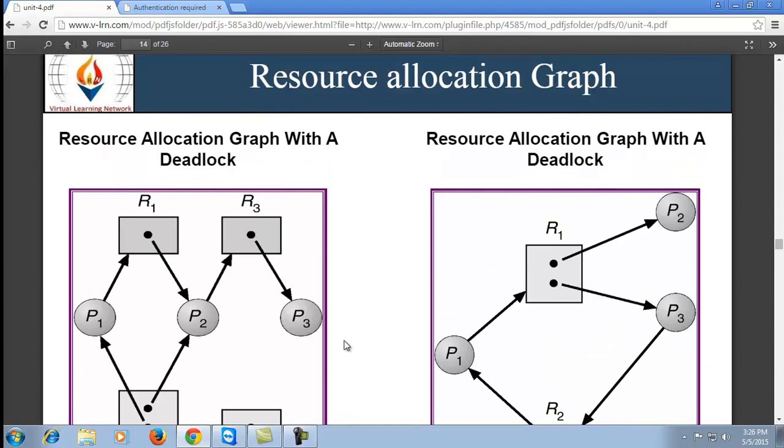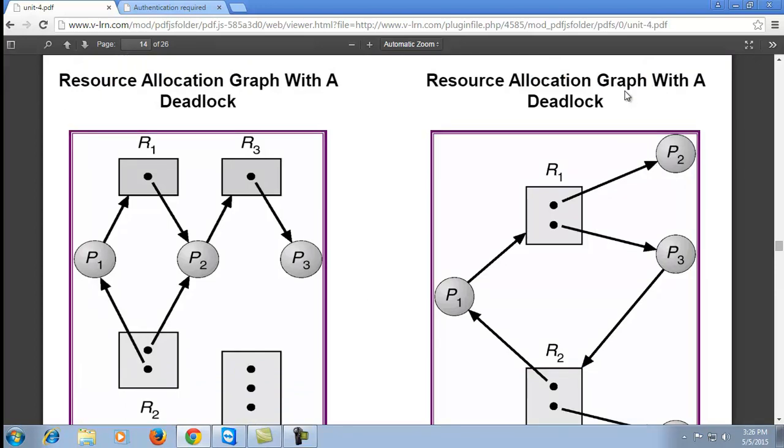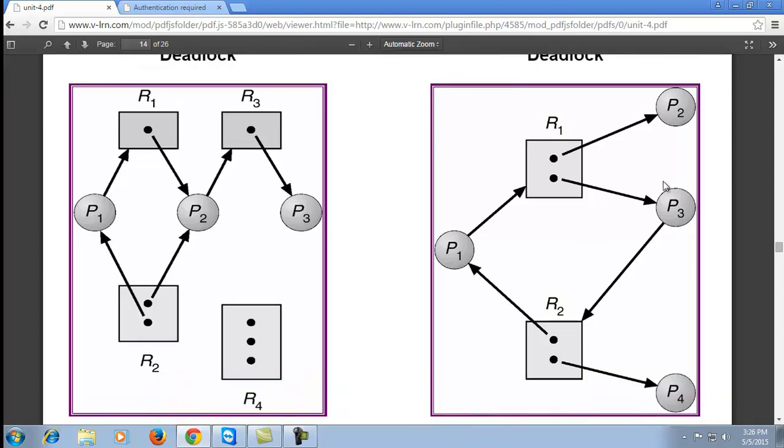In the same way, the next diagram shows a resource allocation graph with a deadlock. In this situation, we have processes P1, P2, P3 and P4, and only resources R1 and R2. R2 is requested by P1 and held by P4, and R2 is requested by P3 and held by P1. In the same way, P1 is requesting resource R1, which is held by P2 and P3.